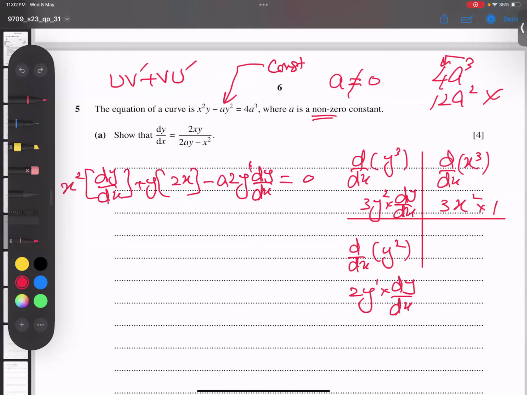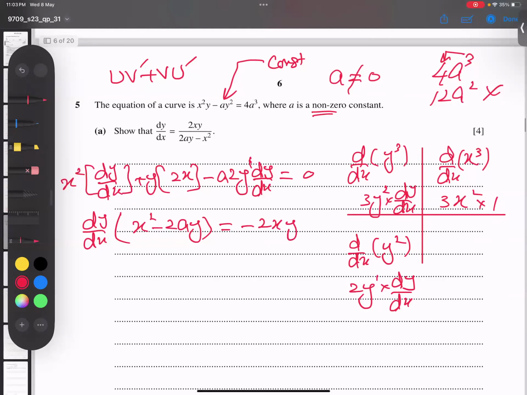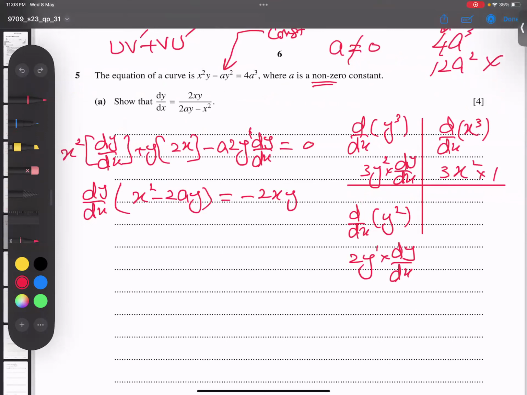You can see I will take dy over dx common from both, and what do we get in the bracket? Here I got x squared, here I got negative 2ay. This will go on the right hand side equal to negative 2xy. Okay, but we are feeling one thing is different. Let me write first, then I will explain how I can do it. This is done, but if you look carefully, our x squared is positive, but his x squared is negative. Our 2ay is negative, his is positive, the sign changes.